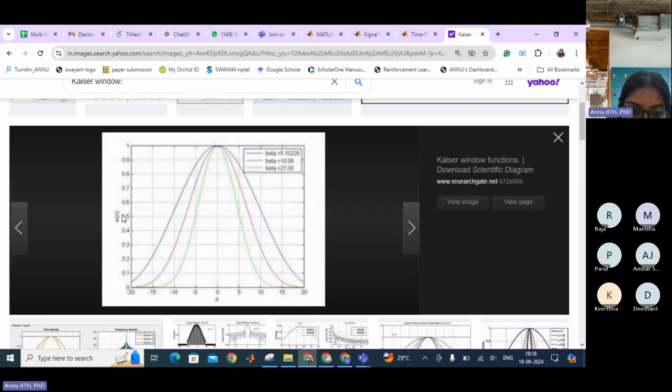See, this is the Kaiser window. As this beta, the parameter we had, is increasing, you have narrower lobes. So this is what the Kaiser window looks like.